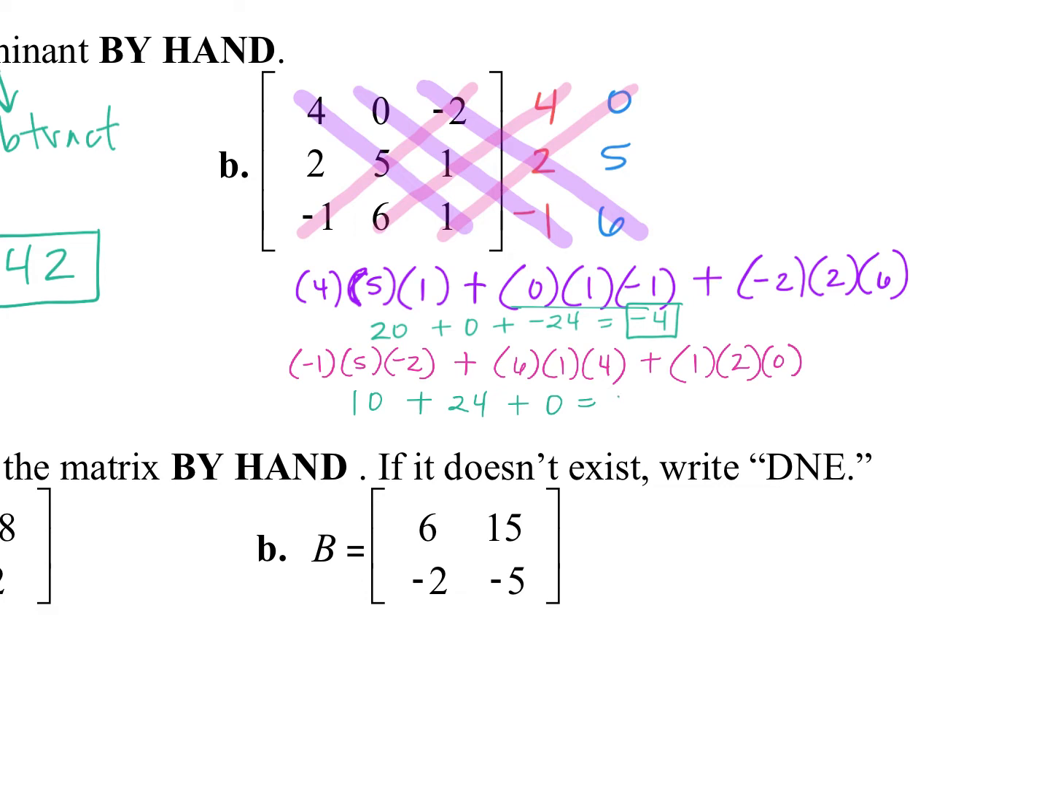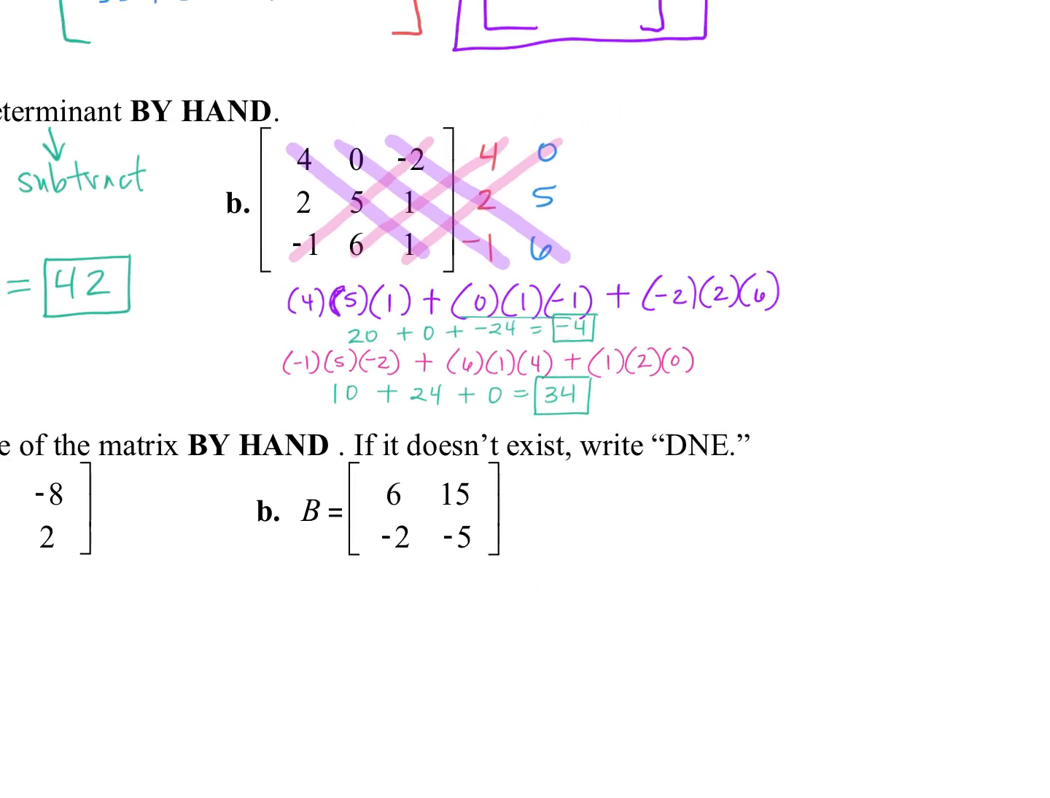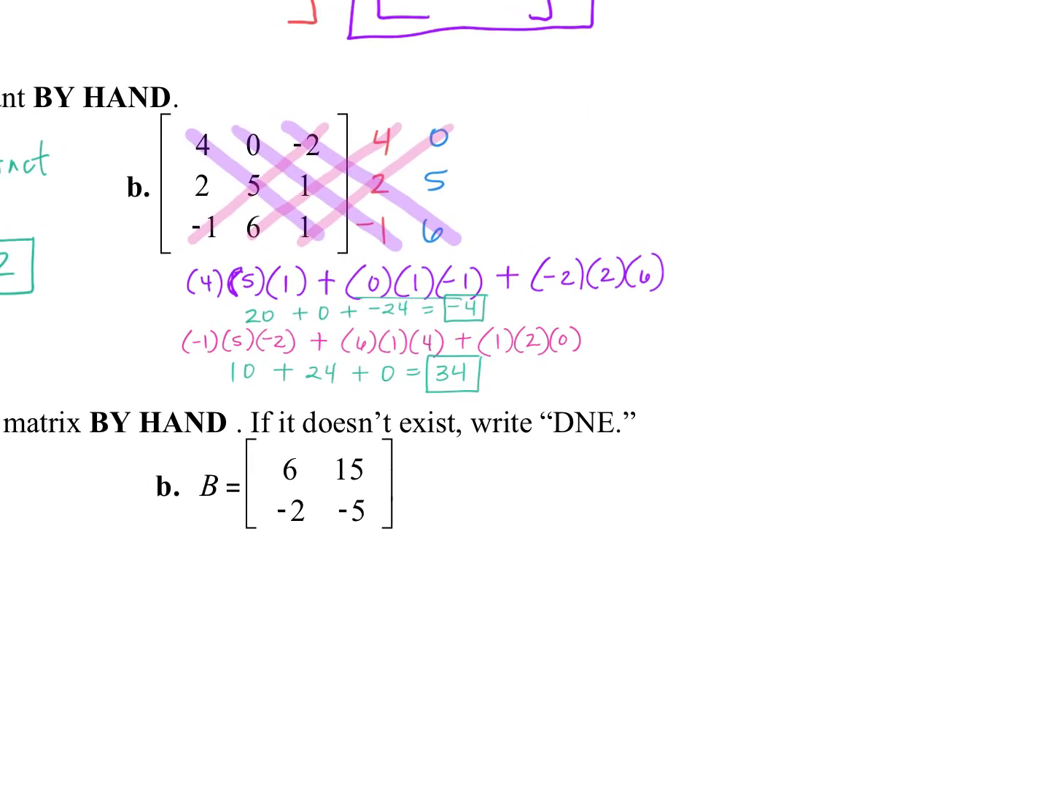10 plus 24 is 34. Okay. So those are your two, and then you need to subtract them. So it's going to be negative 4 minus 34 for your determinant, and that's going to be a negative 38.